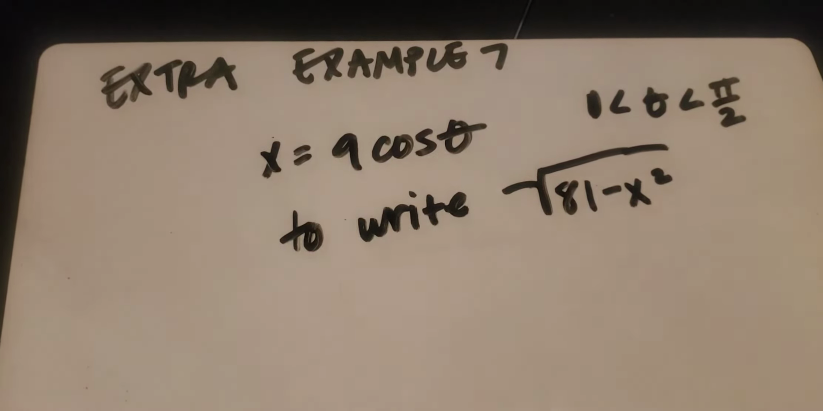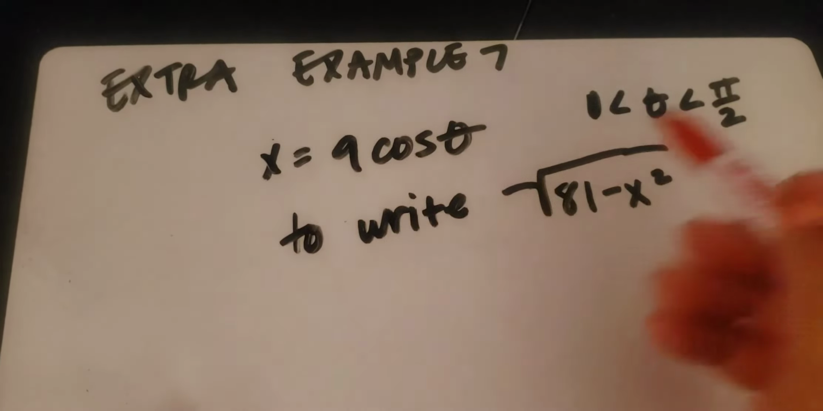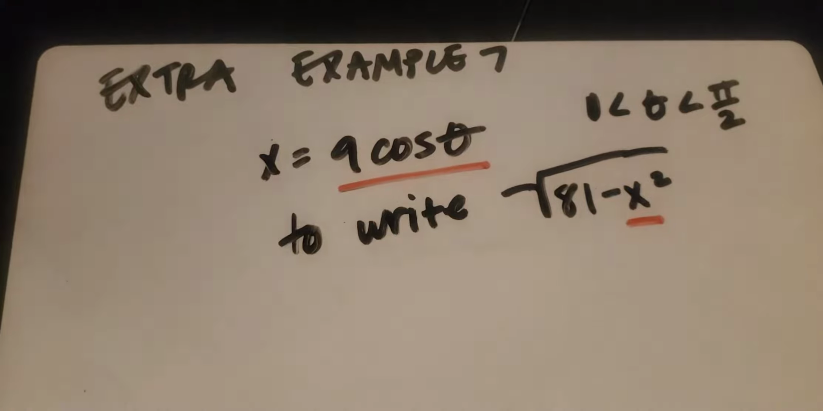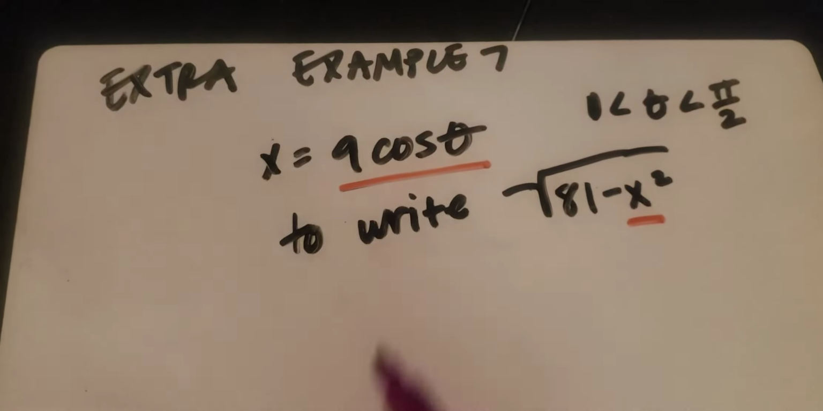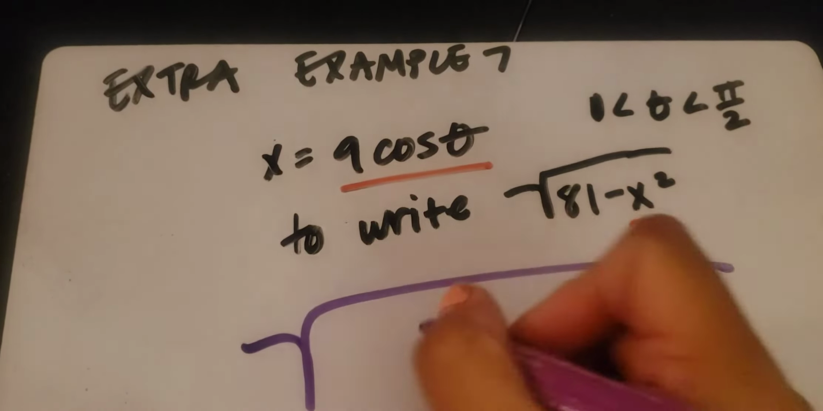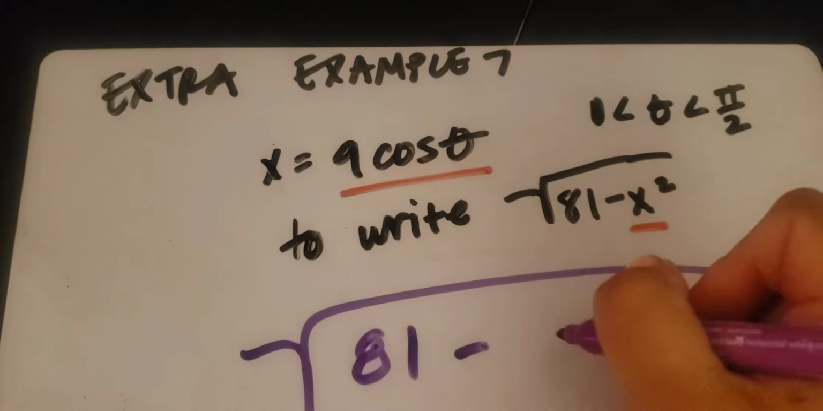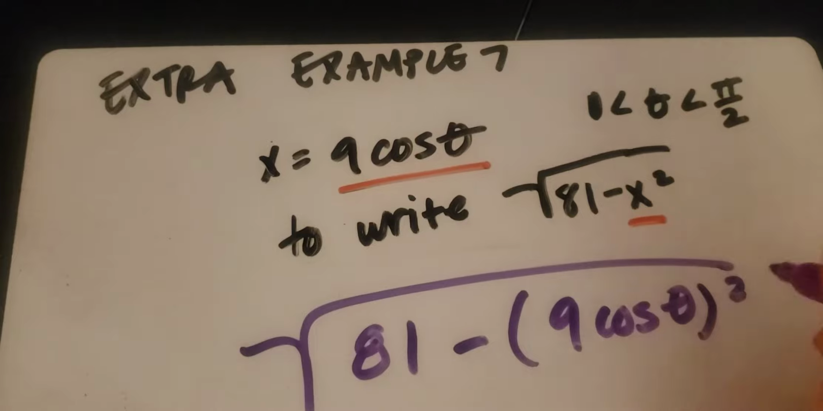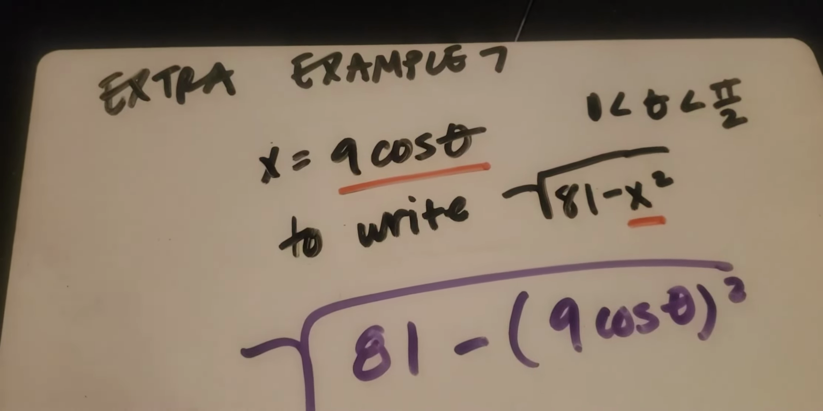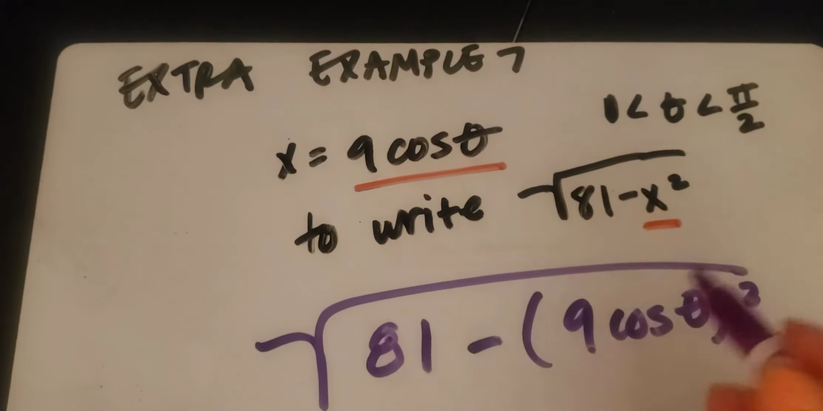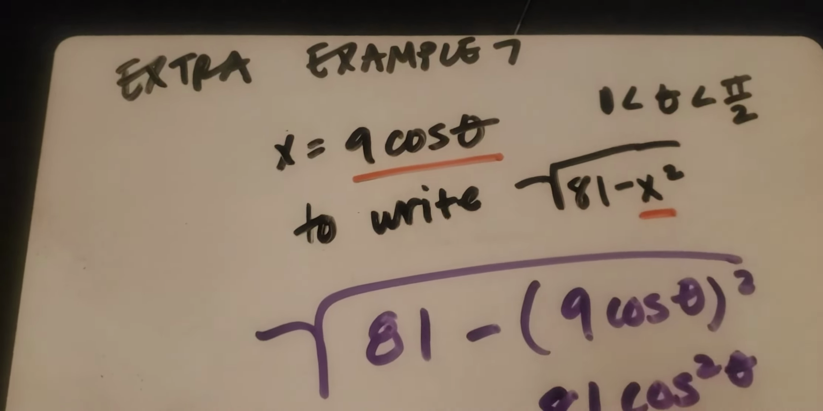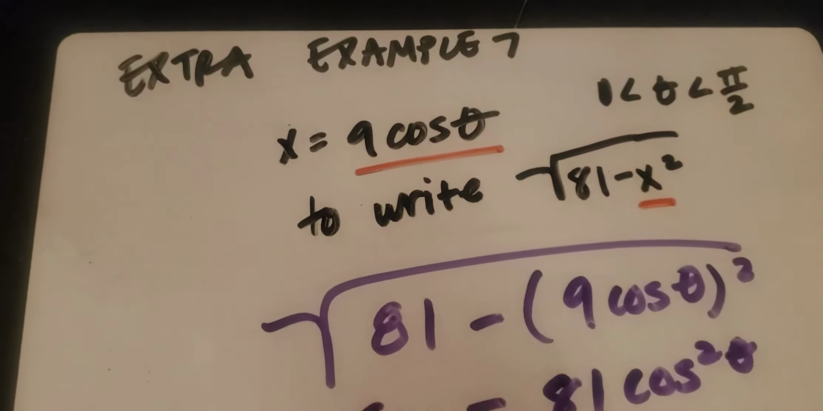So pretty much what we're going to do is substitute x for 9 cosine theta. Let me grab a marker. So now we should have the square root of 81 minus 9 times cosine theta squared. If I square in here, I should get 81 cosine squared theta, and then here I should have 81.